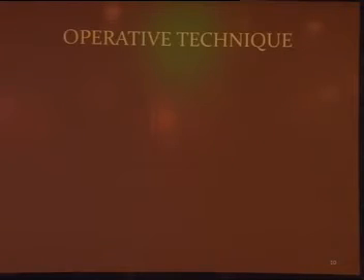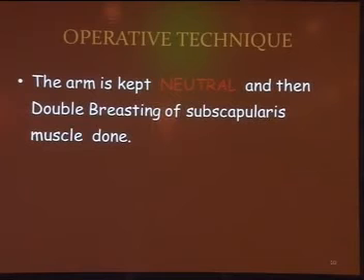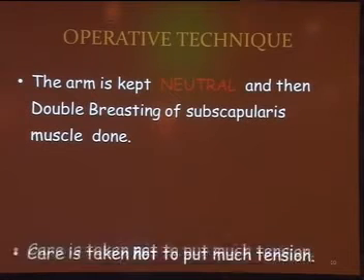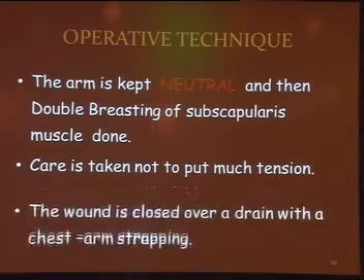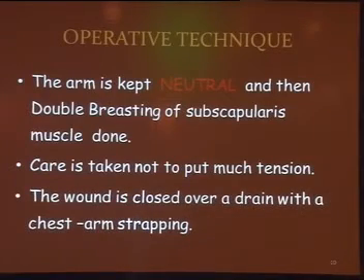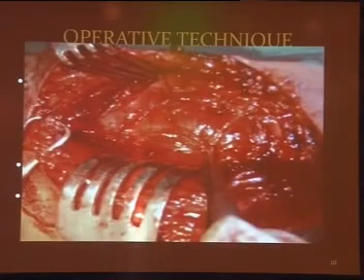This is followed by the normal double breasting of the subscapularis, which is done in the Putti-Platt operation. So this is the combination we have done. The arm is kept in neutral and then double breasting of the subscapularis muscle is done. Care is taken not to put much tension. The wound is closed over a drain, with chest-arm strapping. So this is the closure, after the double breasting.